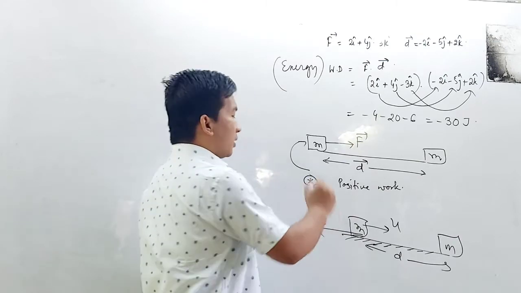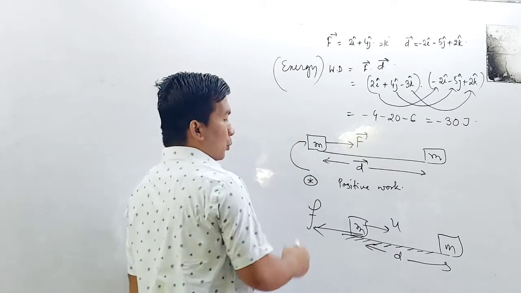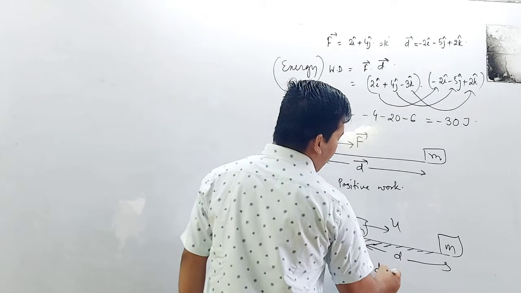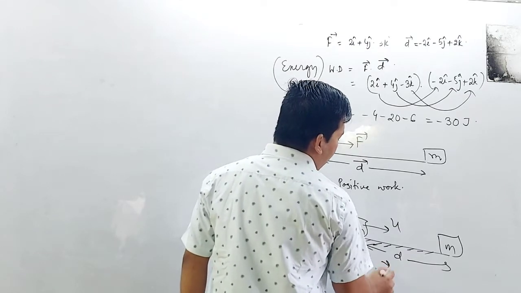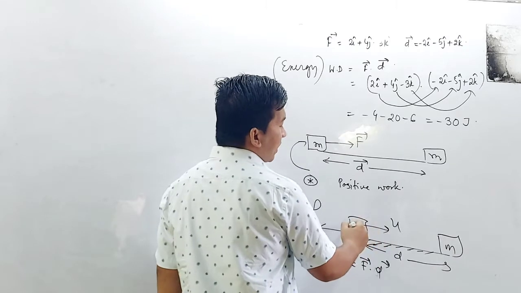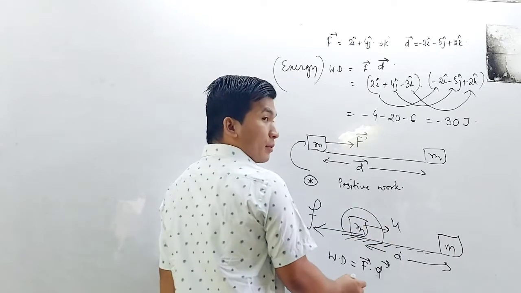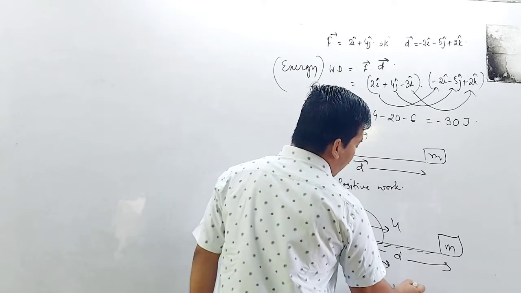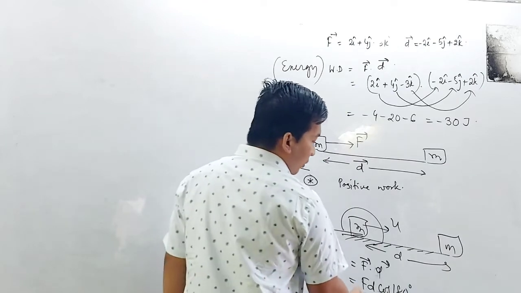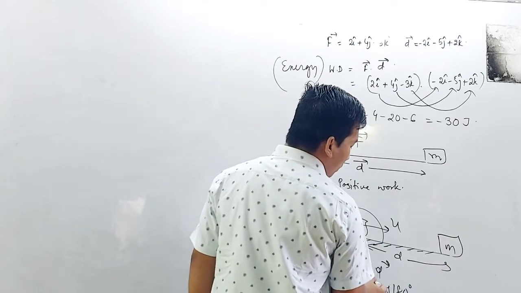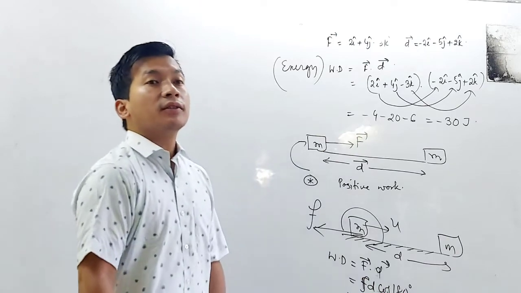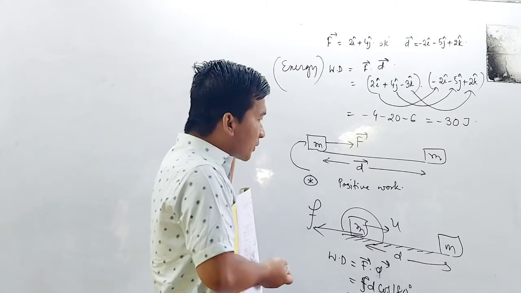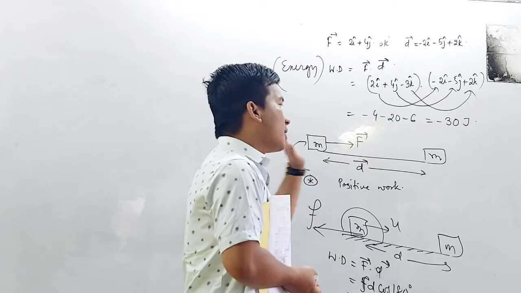So what must be the work done? The work done by the frictional force will be equal to F dot d vector. And what is the angle between these two? The angle is 180 degrees. Here it is F d cos of 180, and we know that cos of 180 is equal to minus 1, so it will produce minus F d.